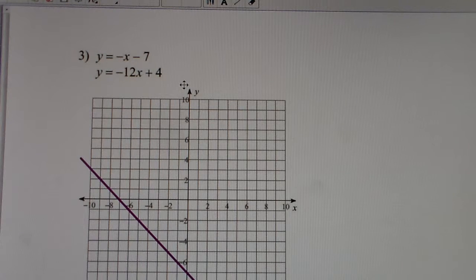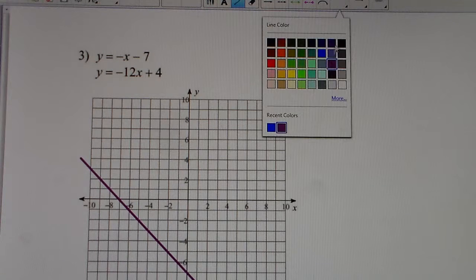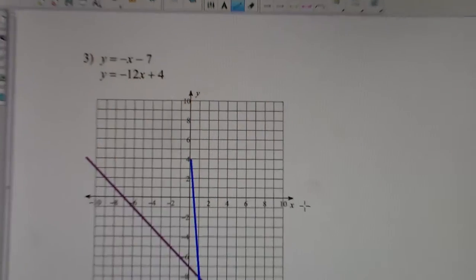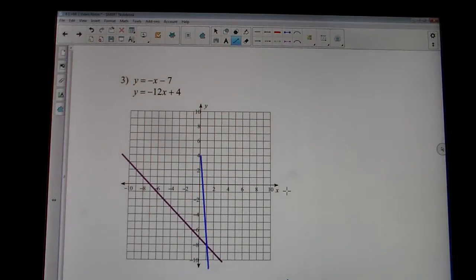Then we have y equals negative 12x plus 4. So at positive 4, we're going to go down 12 and to the right 1. If we zoom out a little bit, you can see down here is where they cross. So that's the solution.